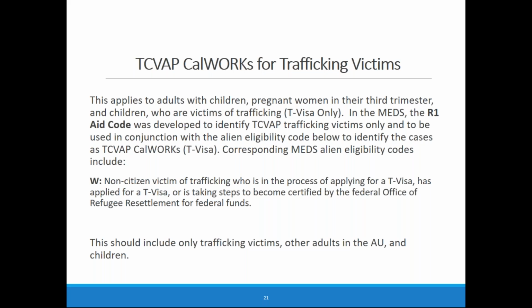TCVAP, CalWORKs for Trafficking Victims category, applies to adults with children, pregnant women in their third trimester, and children who are victims of trafficking with a T visa or working towards becoming eligible for a T visa. In the MEDS, the R1A code was developed to be used in conjunction with the Alien Eligibility Code W, which is used to identify trafficking victims in the TCVAP. The W eligibility code is to be used for a non-citizen victim of trafficking who is in the process of applying for a T visa, has applied for a T visa, or is taking the steps to become certified by the Federal Office of Refugee Resettlement for federal benefits.